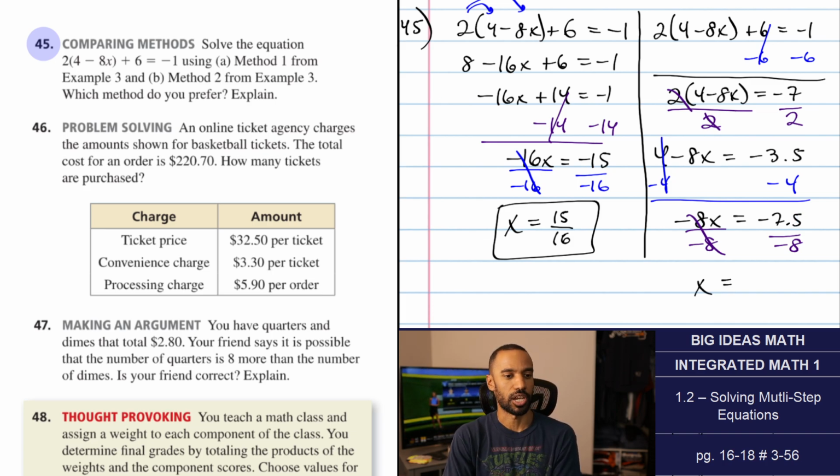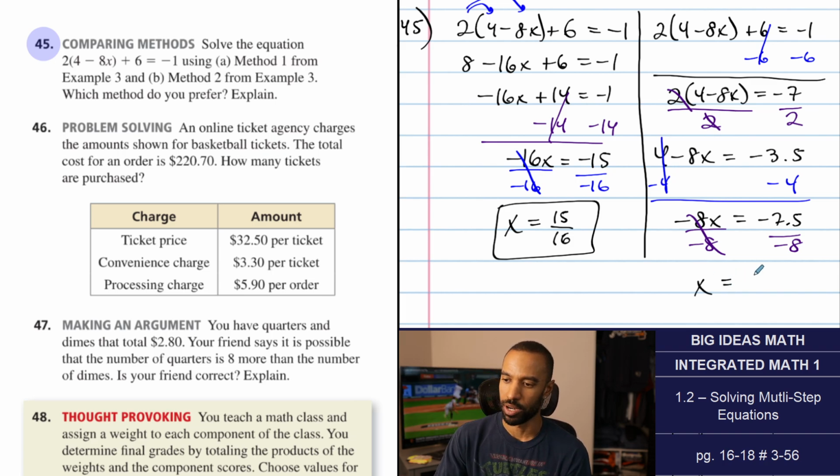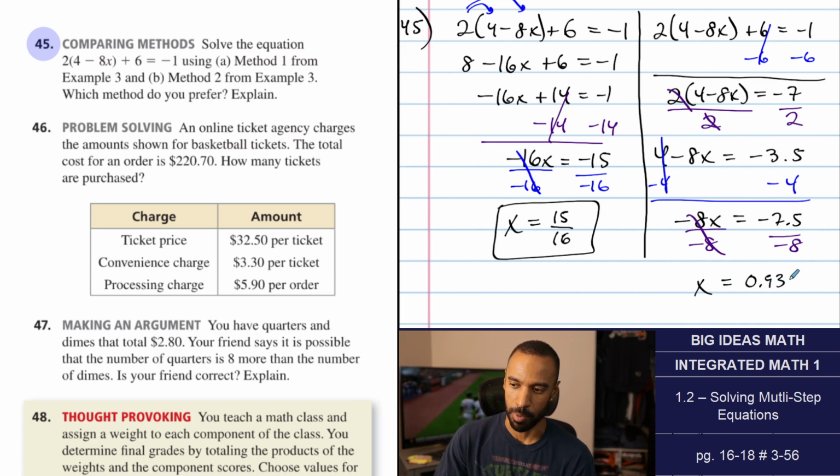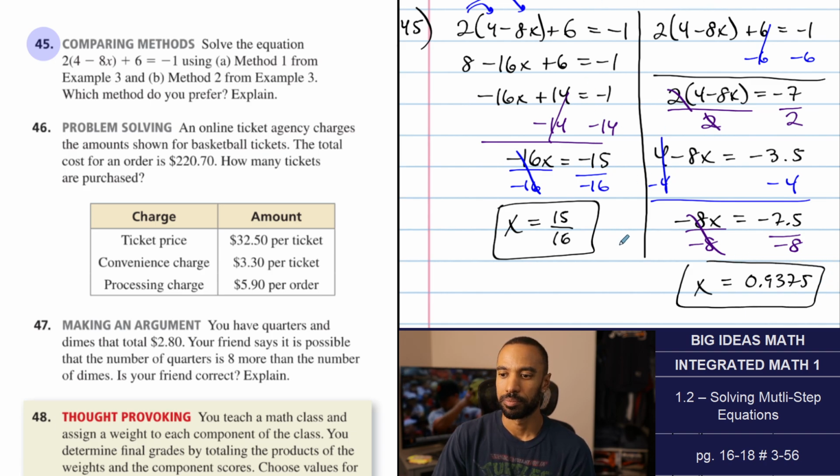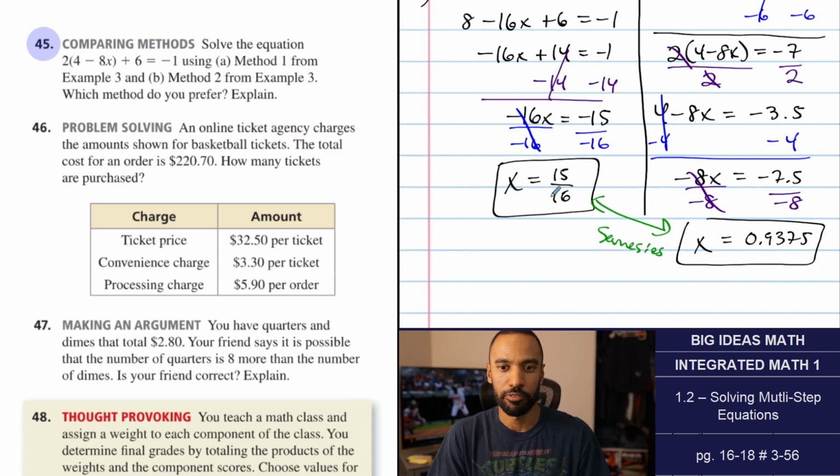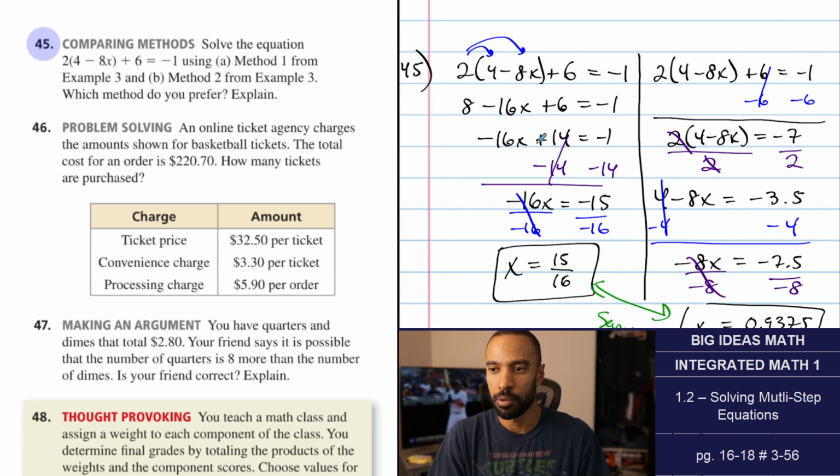I think now's the time that I check and see what that number is, though. I think it's 0.9375. It's 0.9375. So x equals 0.9375. Guys, it's the same answer, which is good. It's good. You wanted that. Now, which method? Which answer do I prefer? Probably the fraction. Which method do I prefer? Method number 1.